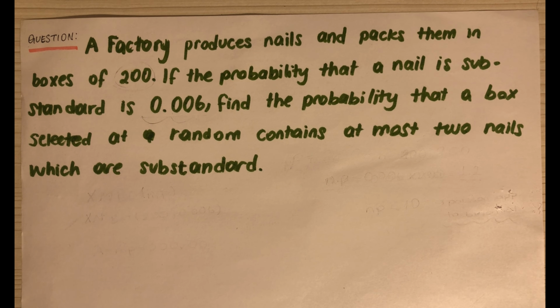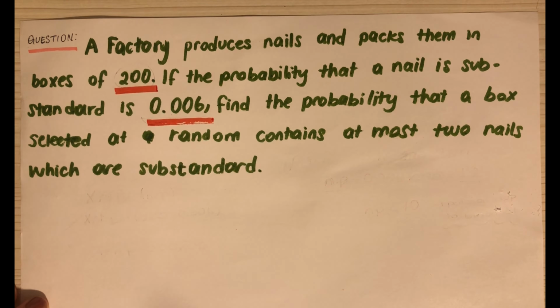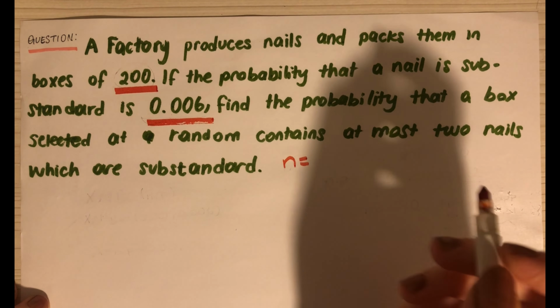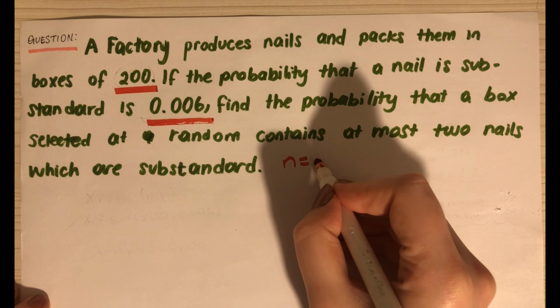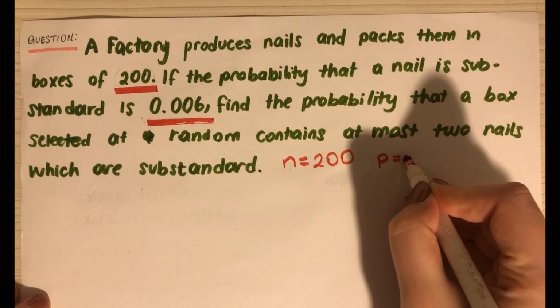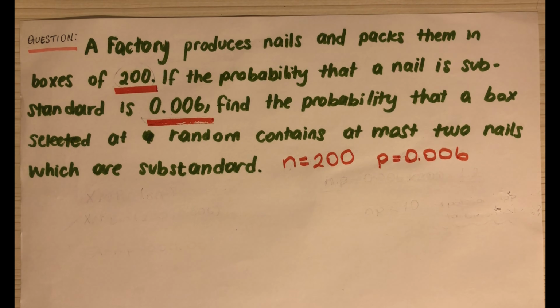Since we can see that ChatGPT leaves our question unresolved, when we take a look back at the question, we see 2 important facts given to us. One would be probability, and one would be the number of boxes that the nails are packed in, which would be the number of trials for us. So n would be equal to 200, and p, the probability, would be equal to 0.006.